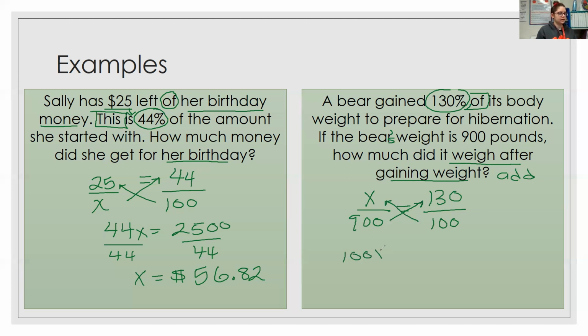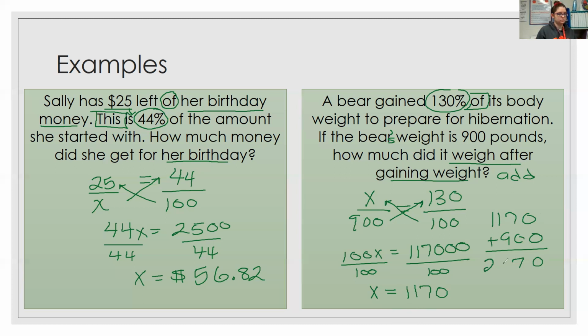So 100x equals 130 times 900, which gives us 117,000. Divide by 100, divide by 100. So x equals 1,170. I'm going to add that back to 900. So the bear weighed about 2,070 pounds after gaining weight for its hibernation.